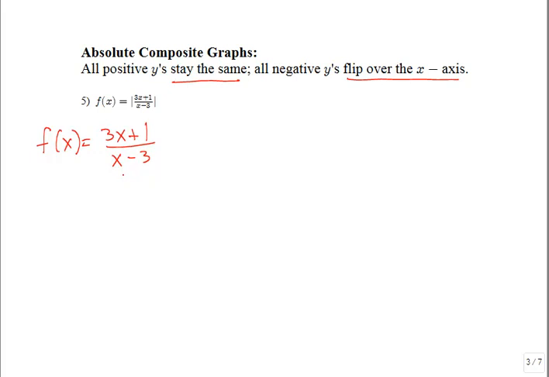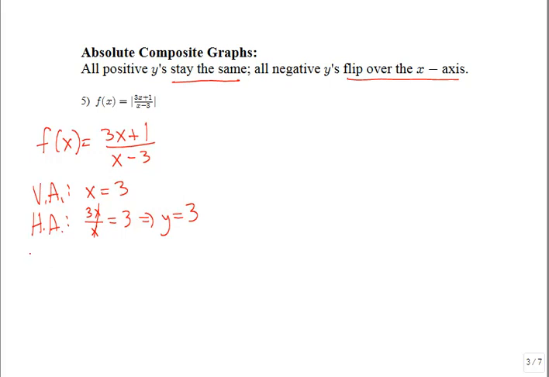Well, there's a couple things that you should be looking for. First of all, asymptotes. The vertical asymptotes always occur wherever this denominator is going to be 0, which in this case is going to be at x = 3. Then you might have a horizontal asymptote, and that occurs when you look at the dominant term on the top, which is that 3x, over the dominant term on the bottom, which is that x, and those x's will cancel out, giving me 3. So that means I have a horizontal asymptote at y = 3.